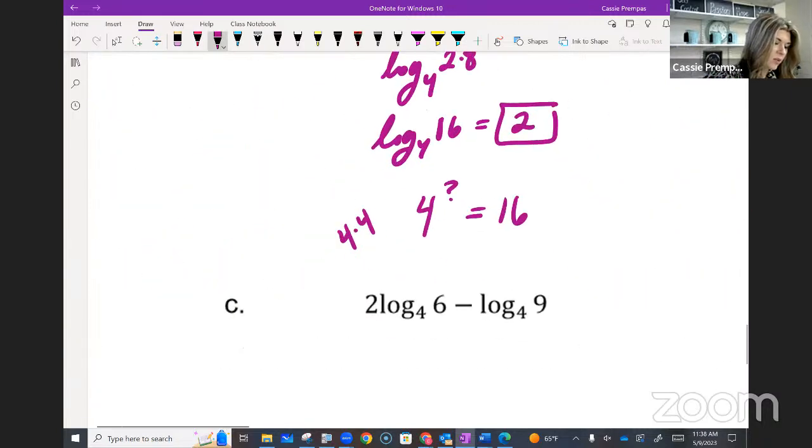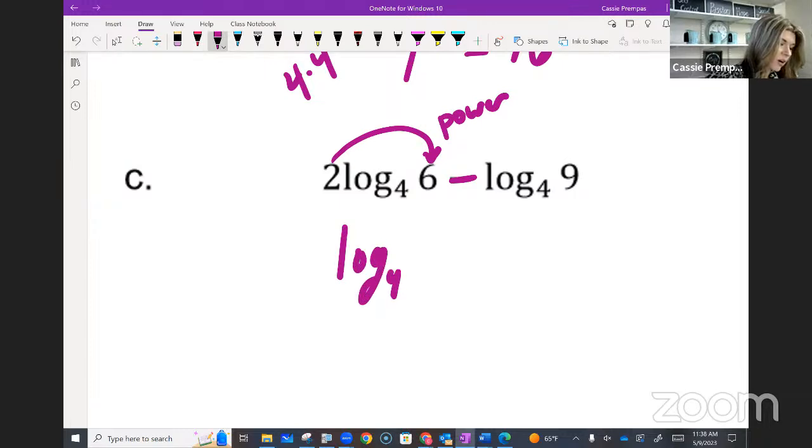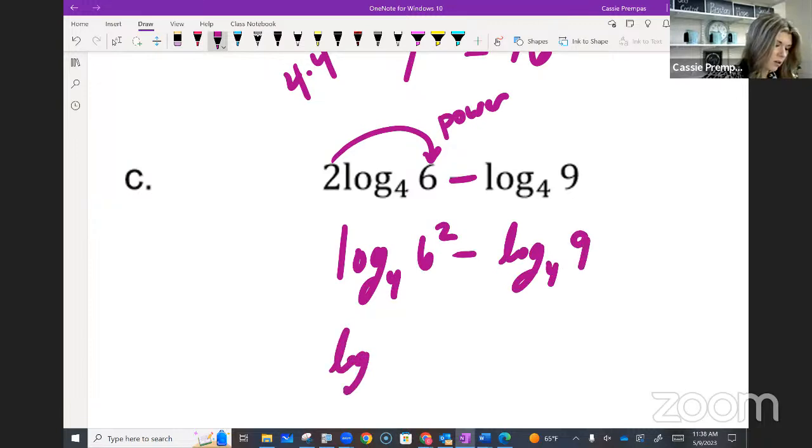All right, how about the next one? What should we do first? Divide. I want to divide first so bad because I see that minus sign. But there is something in front. The 2, you guys are right, we have to take care of first. So use that power property first. So this is actually log base 4 of 6 squared minus log base 4 of 9. What is 6 squared? 36, right? Minus log base 4 of 9.